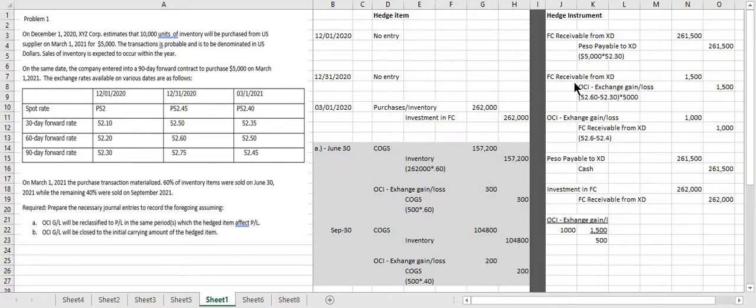So, lagay natin siya sa OCI kasi nga this is a cash flow hedge. A forecasted transaction is that of a cash flow hedge. Again, hini-hedge natin yung volatility or yung variability ng future cash flows.